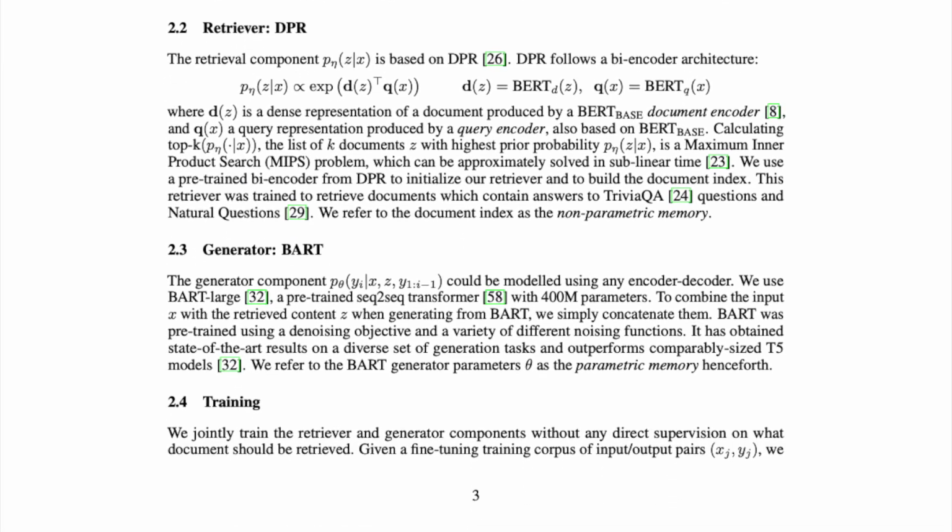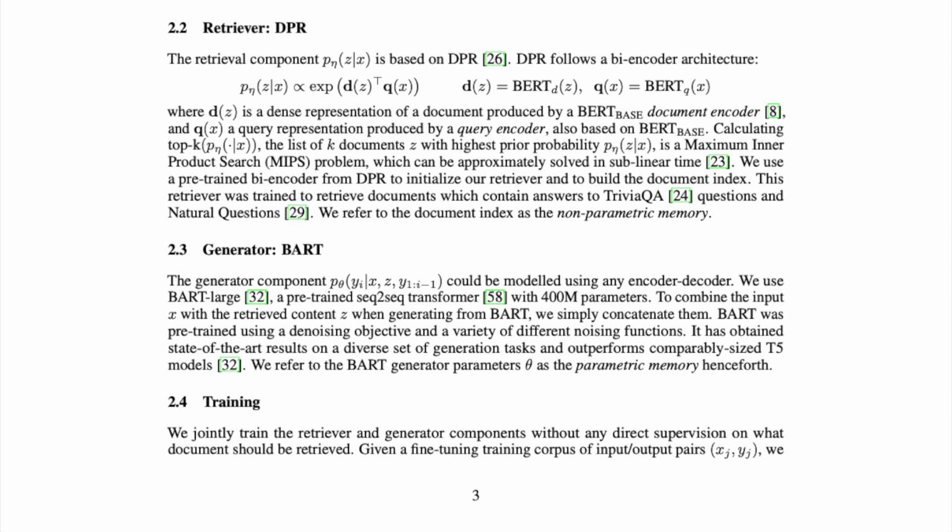2.2 Retriever. The retrieval component p_η(z|x) is based on DPR. DPR follows a bi-encoder architecture. Formula: p_η(z|x) is proportional to the exponential of d(z) transposed times q(x), where d(z) equals BERT_D of z, and q(x) equals BERT_Q of x. Here, d(z) is a dense representation of a document produced by a BERT-base document encoder, and q(x) a query representation produced by a query encoder, also based on BERT-base.